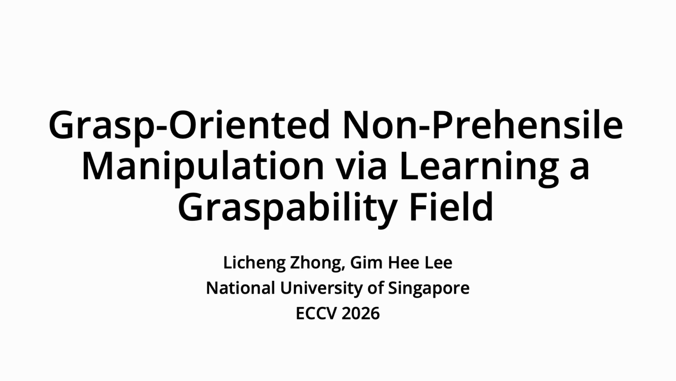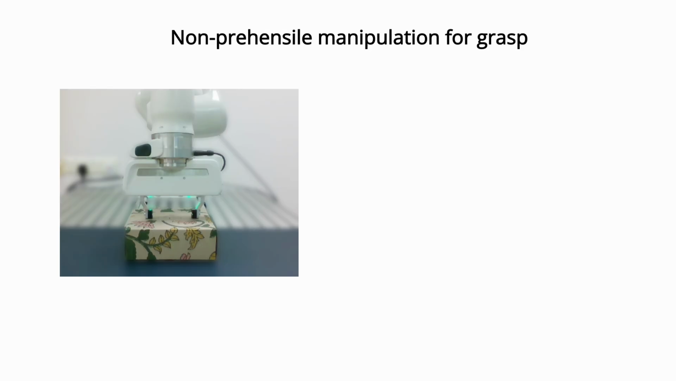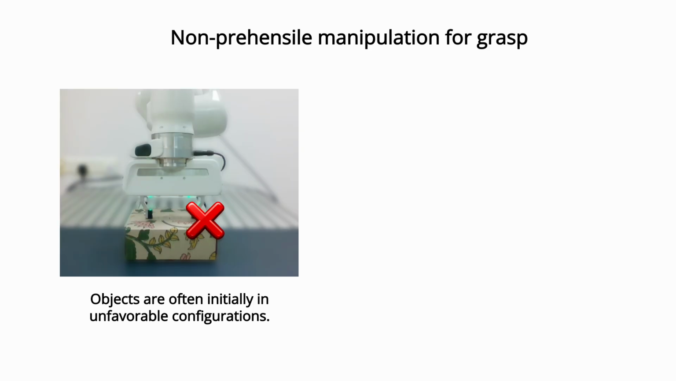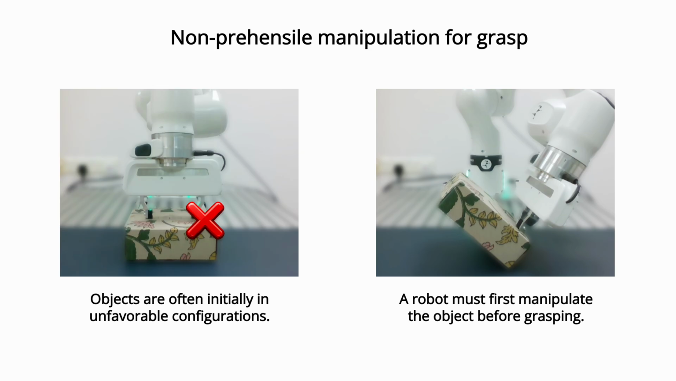In this video, we present our method for grasp-oriented non-prehensile manipulation. The goal is to autonomously reconfigure objects into graspable states before executing a grasp. In real-world manipulation, objects are often placed in unfavorable configurations. Even when feasible grasps exist, a direct grasp may fail due to poor alignment or unstable poses. Therefore, the robot must first manipulate the object before executing a grasp.